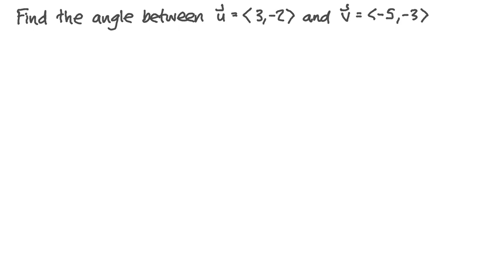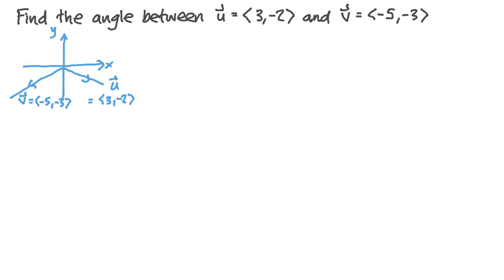Okay, one more example then. Find the angle between vectors u, which is (3, -2), and v, which is (-5, -3). So let's just do a quick sketch to see what this looks like. So u is (3, -2) and v is (-5, -3), and the angle between them is going to be this angle here, hopefully, and we'll call that theta.